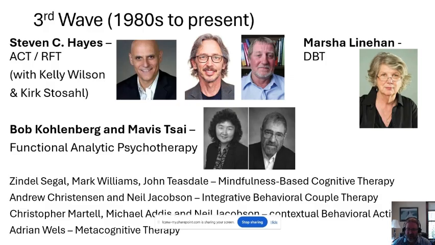We have Bob Kohlenberg and Mavis Tsai, the originators of functional analytic psychotherapy at, you guessed it, the University of Washington. And then one on here that folks may be less familiar with, Neil Jacobson. So Neil Jacobson passed away young, unfortunately, was also at the University of Washington, was doing a lot to bring in contextual approaches to depression and family therapy, and was the founder of integrative behavioral couple therapy. So really a behavioral account of couple therapy that I think would be a lot more well known and a lot better supported had he not died young.